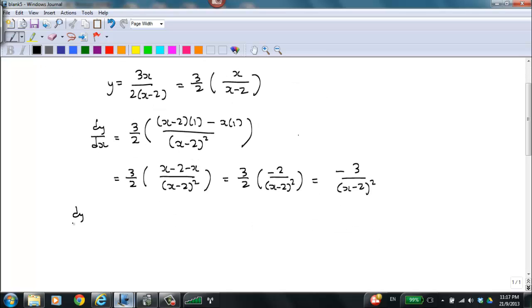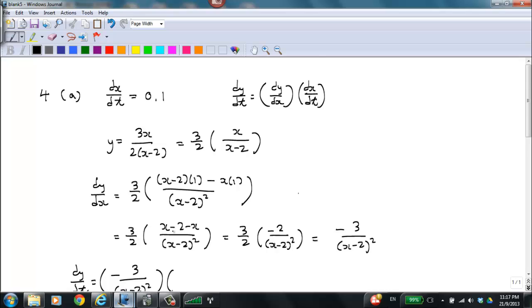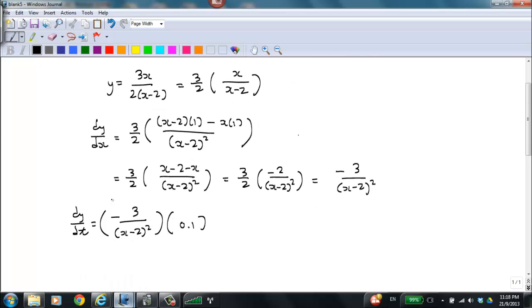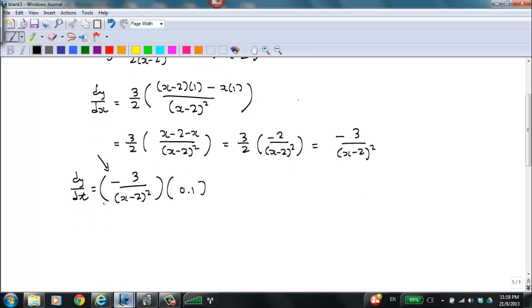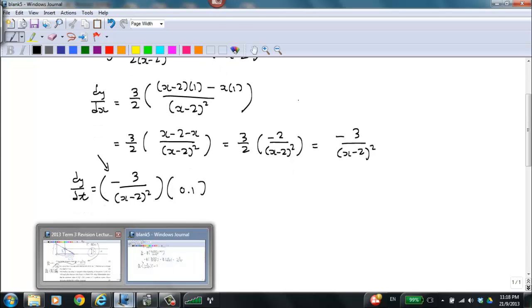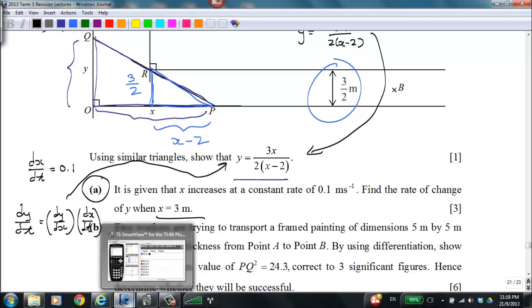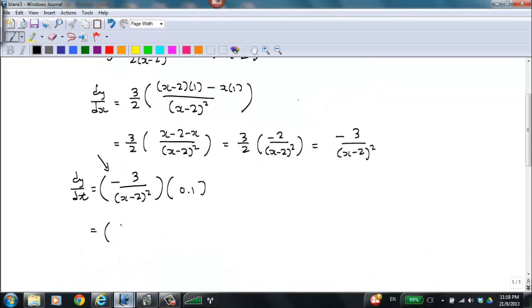So dy/dt equals minus 3 over x minus 2 squared multiplied by dx/dt, which is 0.1. And do remember that definitely we will have to substitute something for x. If you read the question just now very carefully, x equals 3 meters. So going back, you will get the answer as negative 0.3 meters per second. The negative sign is very important because it's telling you that the y value is decreasing.